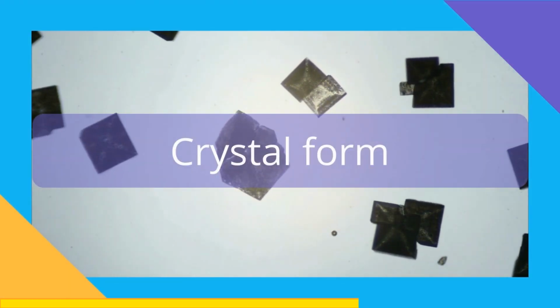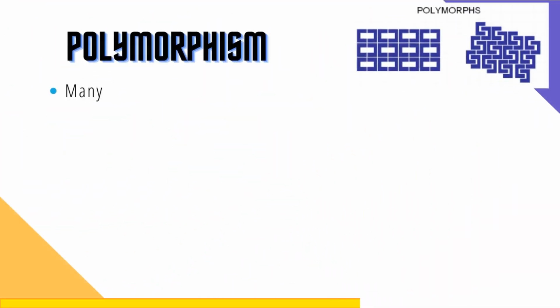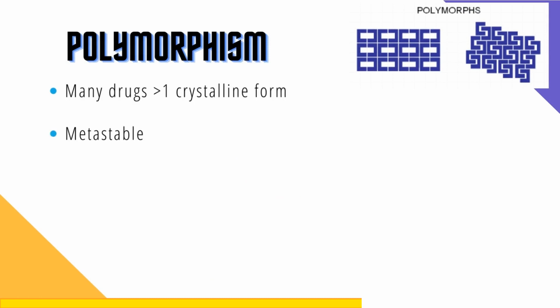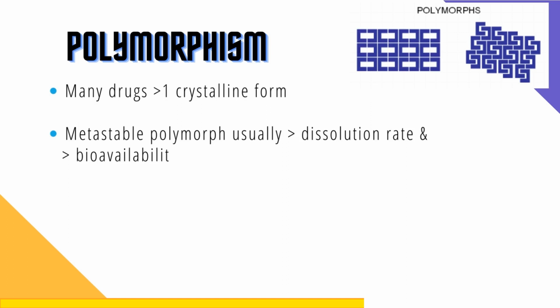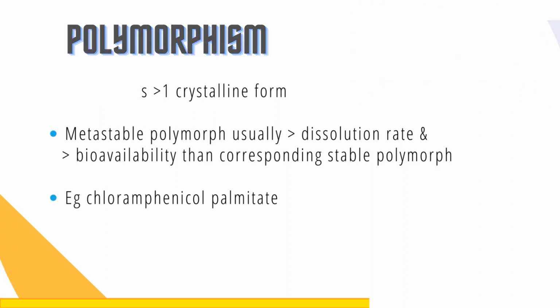The last physicochemical character of the drug that we're going to discuss is the crystal form. The first one is polymorphism, whereby many drugs can exist in more than one crystalline form. For example, a metastable polymorph usually has higher dissolution rate and higher bioavailability than the corresponding stable polymorph. So this can be seen for drugs such as chloramphenicol. On the right hand side here, you can see the different structures, or the way that the drug molecules can be arranged into their crystal lattice, forms different polymorphs.